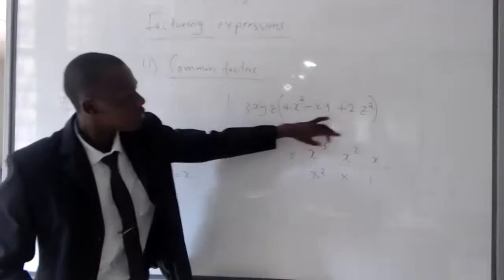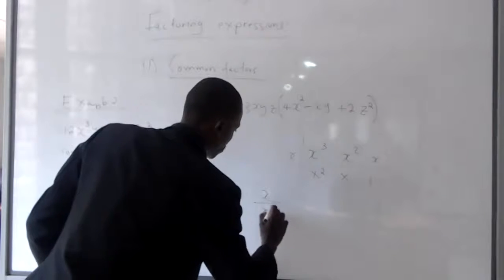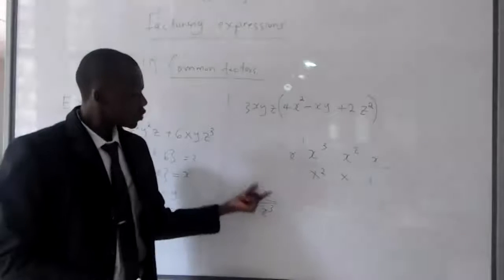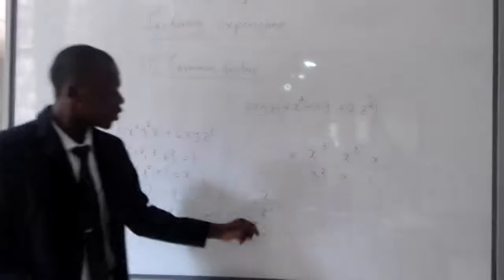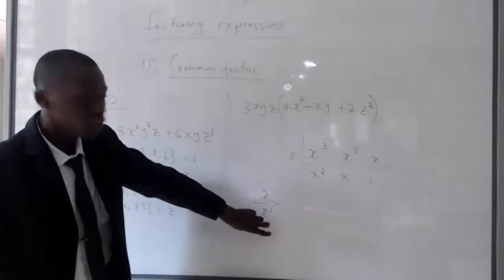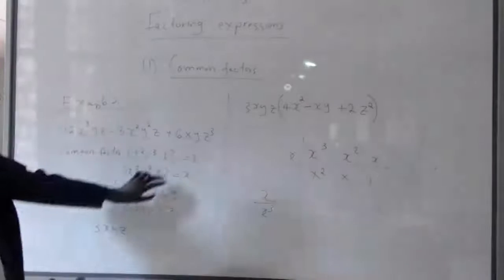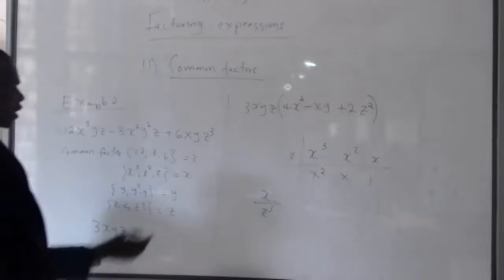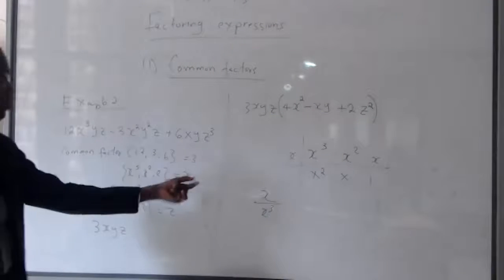Remember, x cubed cannot divide x. You cannot divide x by x cubed because the exponent of the denominator is greater than the exponent of the numerator. So the greatest factor here is x. Of course, 1 is also a factor, but arbitrary. If you talk of arbitrary values, you can suppose this is the same as 1 times x.